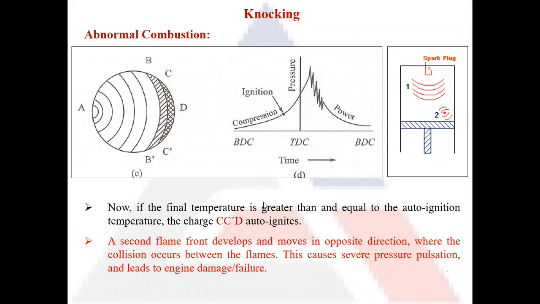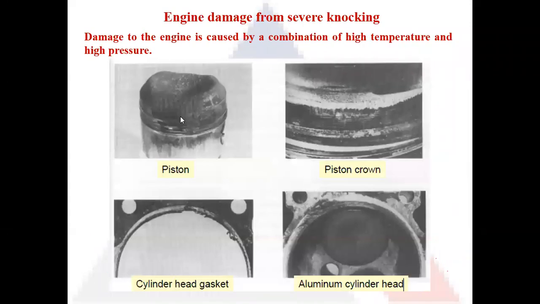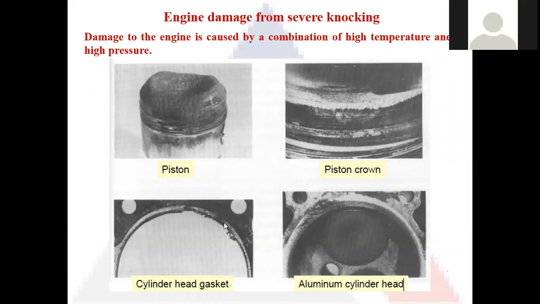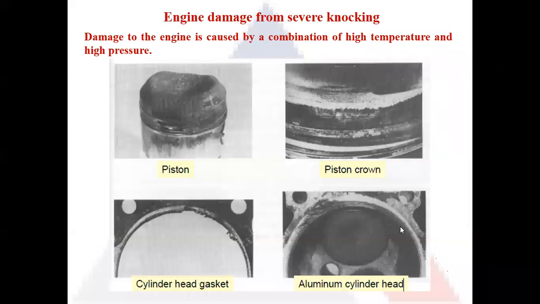A lot of vibrations are produced, and these vibrations are very damaging for the various parts of the engine. Here you can see what type of damage can be caused by knocking. There is damage to the piston, and the piston edge is damaged. There is damage to the cylinder lining. Again, this is damage to the cylinder head. So these are the ill effects of knocking.